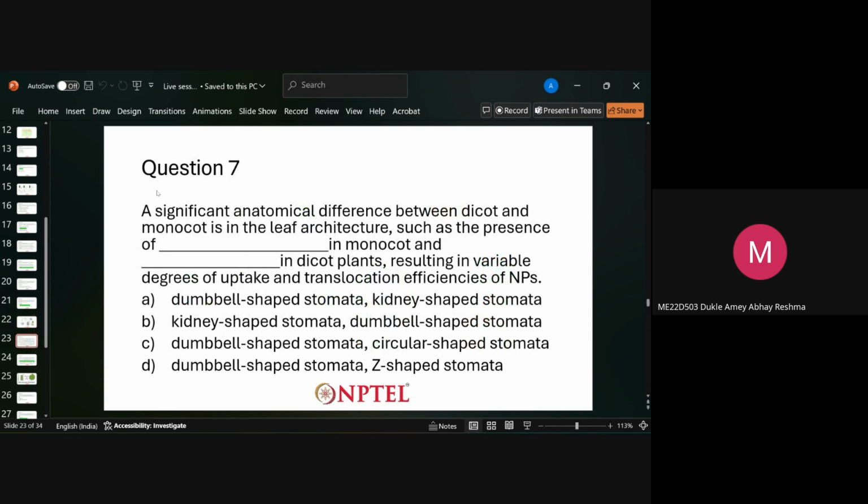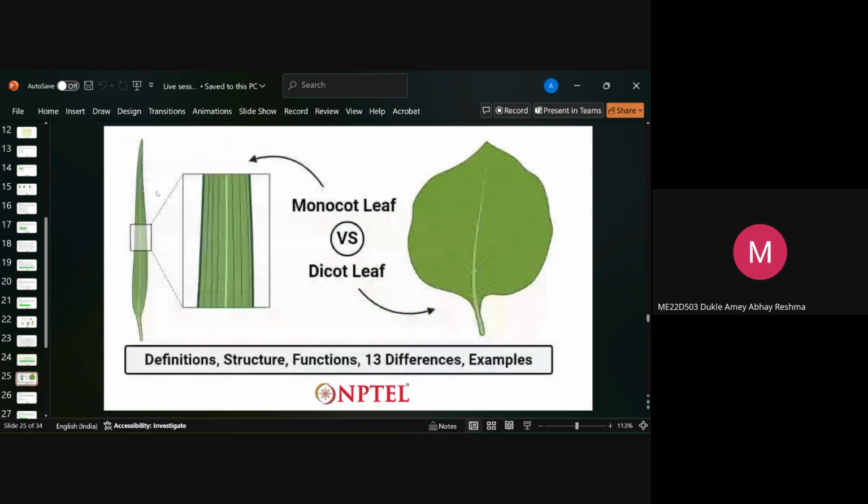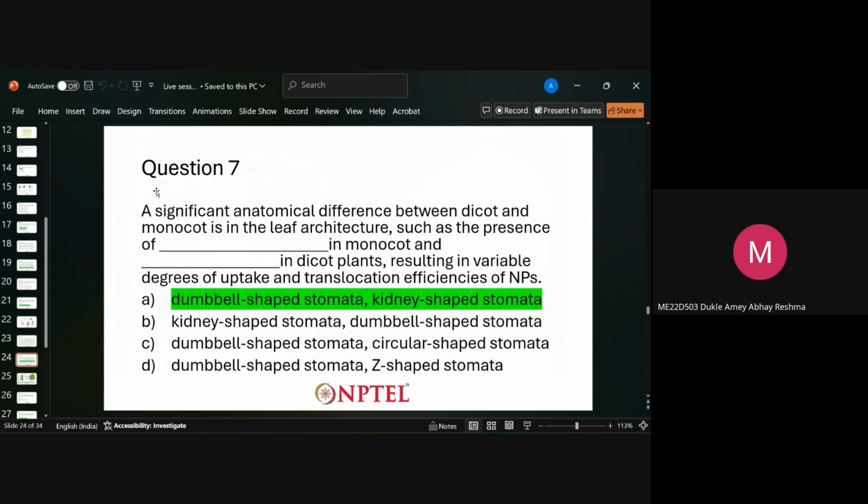Question number seven: the significant anatomical difference between dicot and monocot is the leaf architecture, such as the presence of dash in the monocot and dash in the dicot plant, resulting in variable degrees of uptake and translocation efficiencies of nanoparticles. Dumbbell-shaped stomata, kidney-shaped stomata, kidney-shaped stomata, and dumbbell-shaped stomata; or double-shaped stomata, circular-shaped stomata, double-shaped stomata, Z-shaped stomata. So the answer is dumbbell-shaped stomata in monocot and kidney-shaped stomata in dicot.